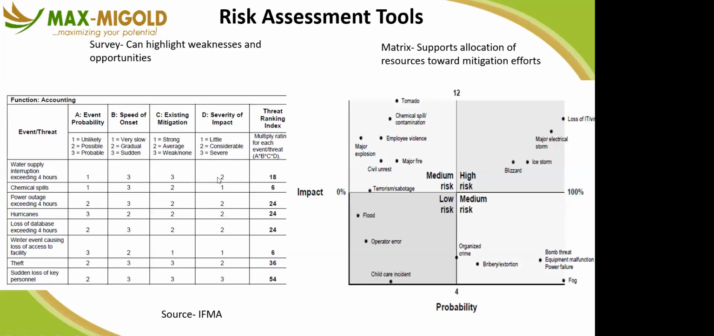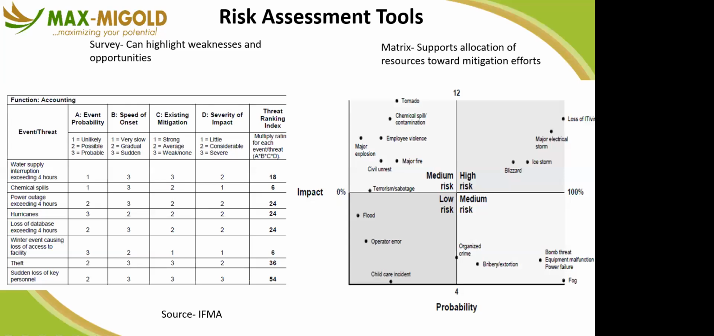That means they only depend on their municipal water supply. So they don't have storage, they don't have a borehole, no alternative, so it could be sudden. And lastly, the impact is actually considerable. So we multiply all these things, and it becomes an 18.